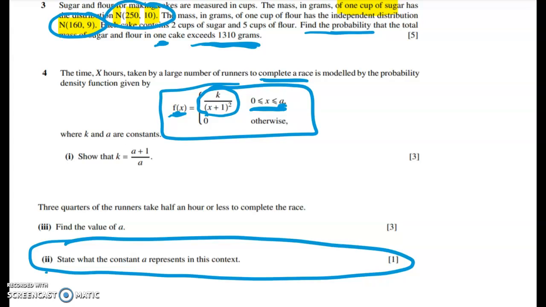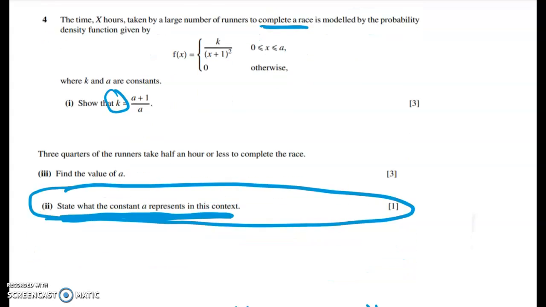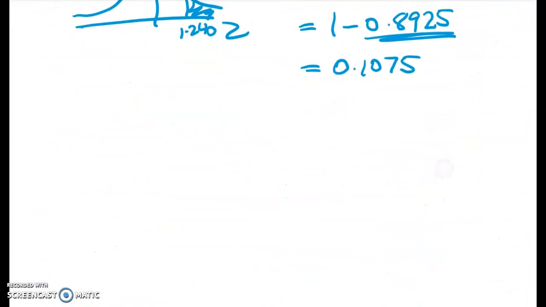Okay, so that's part 2. I'm not going to write that all out. But it's a is the longest or the maximum time that a runner takes to finish this race. Because if they're not within these bounds, we're saying that there's no probability. So that's one little mark there. But the first thing we have to do is to look at the PDF and show what the value of this constant is in terms of that maximum time. So to do that, we're going to use the fact that probability density functions integrate to give me 1.